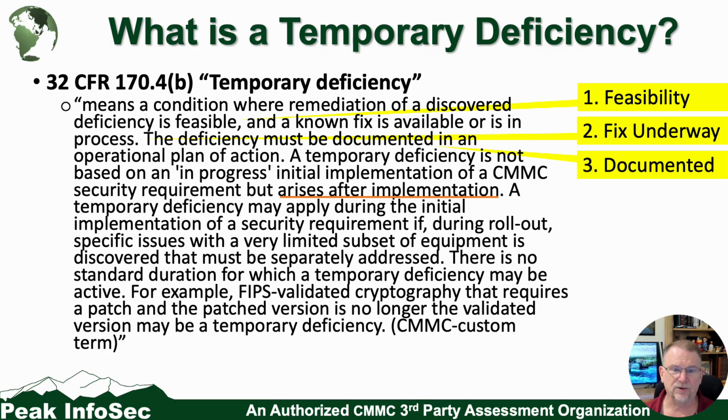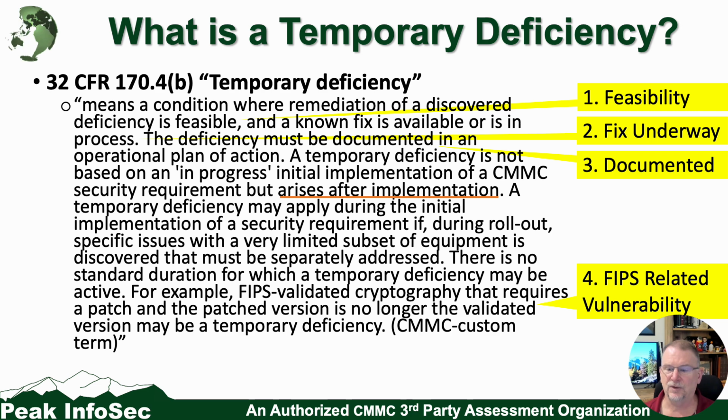Now, likewise, the third one is this deficiency must be documented in that operational plan of action. So you've got to be able to prove that. Now, lastly, in this case, we are talking about the FIPS-related vulnerabilities. So the rest of this, we're going to walk through these four.